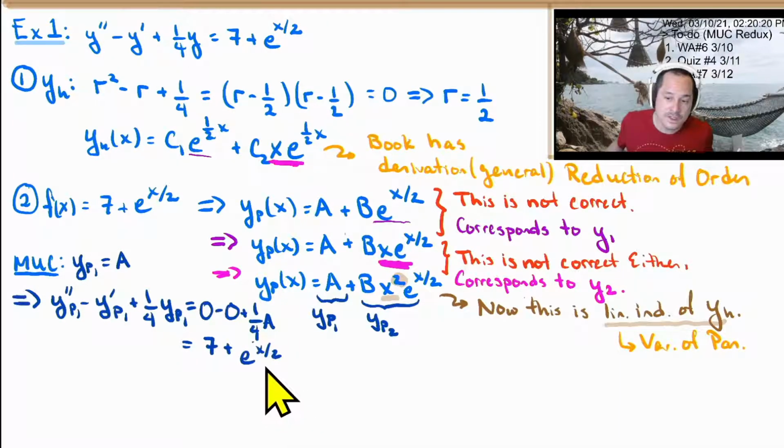So that's what I mean when I say these will not get mixed up with each other. This 1/4 A can only match up with this 7. This 1/4 A will never be like an exponential, so this exponential just hangs out. It's not getting used right now, and that's fine, because what I have at this point is knowledge about A, because A is equal to 4 times 7, so A is equal to 28.